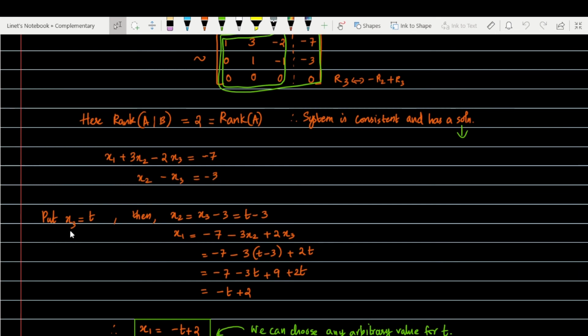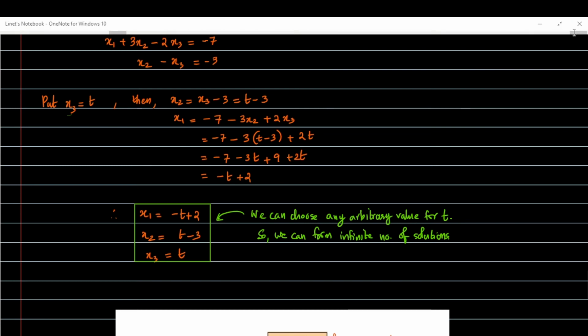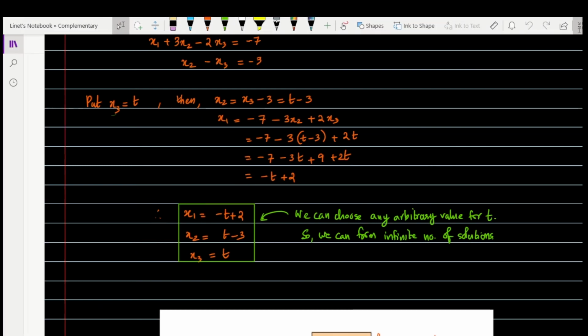So you are going to just write x3 is equal to t, some arbitrary number. So x2 becomes x3 minus 3, that is equal to t minus 3. x1 on simplification you get it to be minus t plus 2. So at the end the solution we get is x1 is equal to minus t plus 2, x2 is equal to t minus 3, x3 is equal to t. So we can choose any arbitrary value for t. That means we can form an infinite number of solutions for this system.